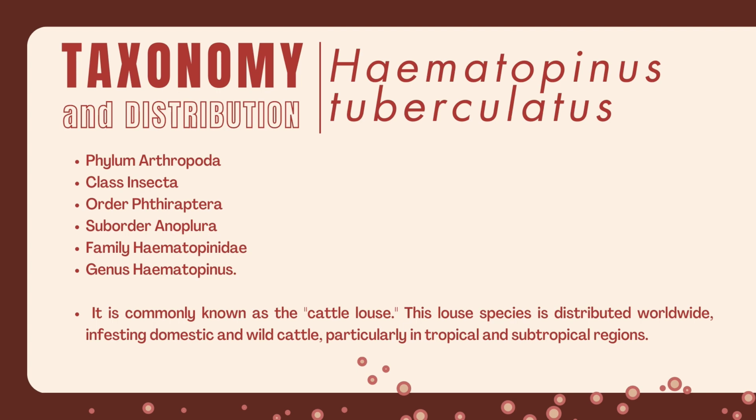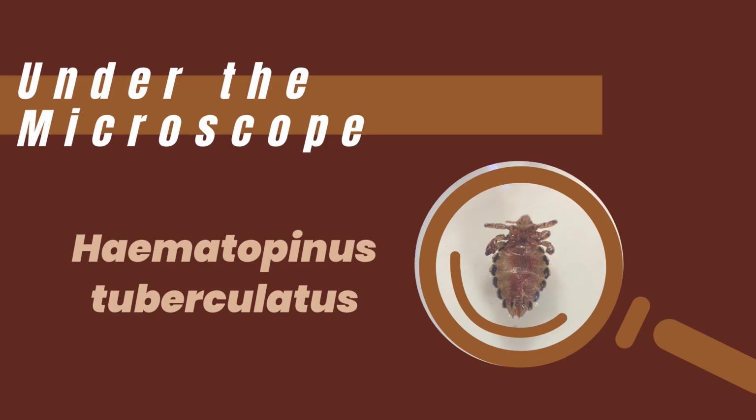The louse secretes a saliva that contains anticoagulants, which prevent the blood from clotting and facilitate feeding. Another unique feature of Haematopinus tuberculatus is its ability to survive for a long time off the host animal. The lice and nits can survive in the environment, such as in cattle housing, bedding, or on the host's hair that has fallen off for several days to weeks. This ability to survive off the host makes it challenging to control infestation.